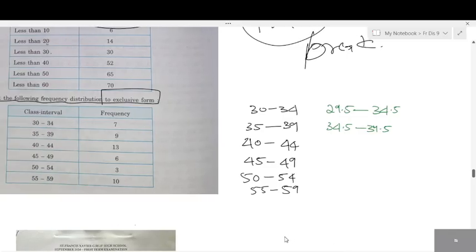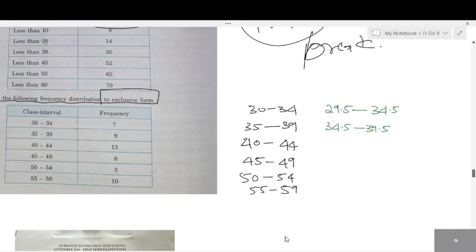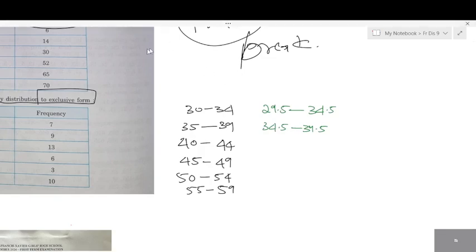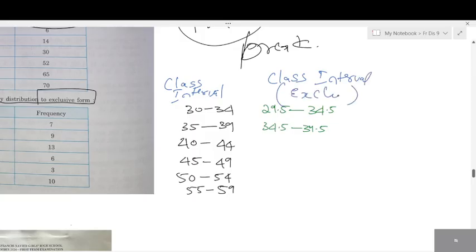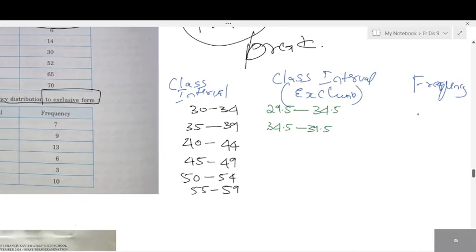Last question. Class interval is given in exclusive form. Write the same thing. Write class interval here. Even this is class interval, but in bracket what do you have to mention? Then they've given frequency, write frequency. You don't have to find cumulative frequency here, remember. So 7, complete this, students. 7, 9, 13, 6, 3, 10. Complete. I need all the values for class interval.